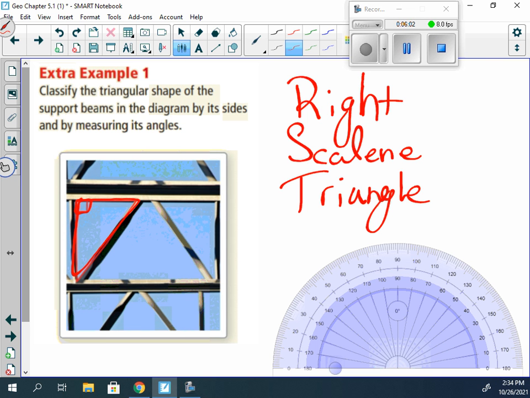Okay, so do we have to do the obtuse? Because if it's an obtuse triangle, it has what? One obtuse angle. Since this has one right angle, it is a right triangle. Questions on this here?